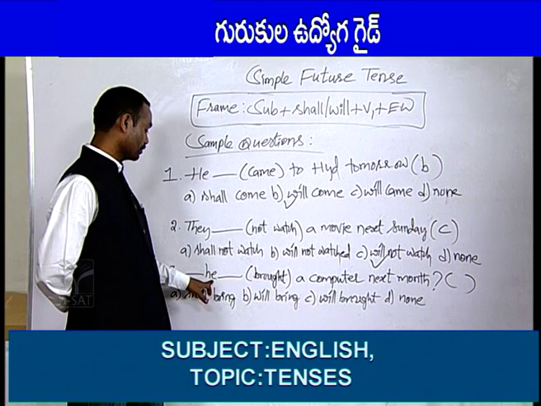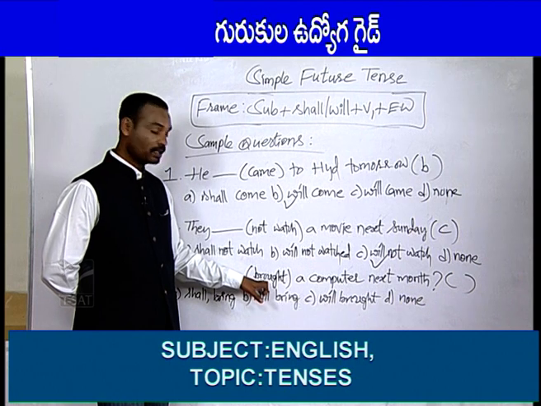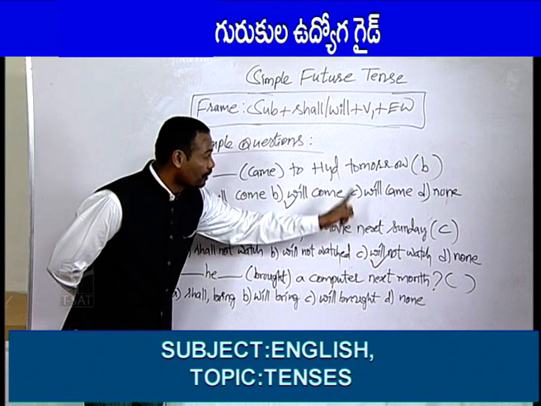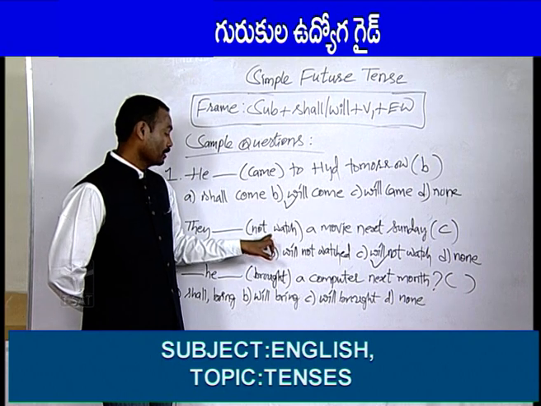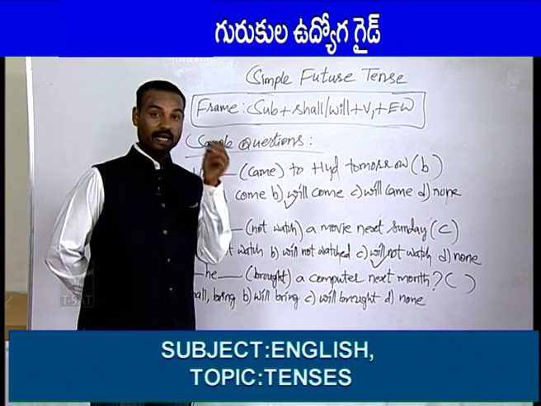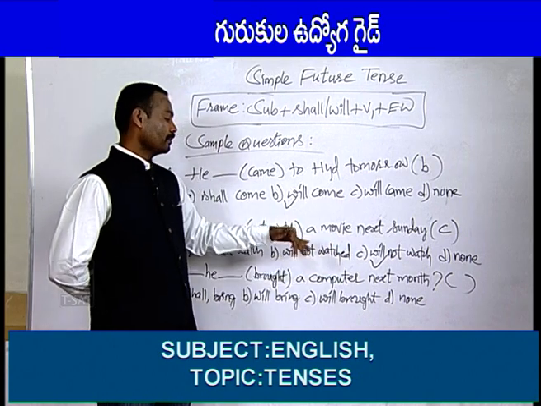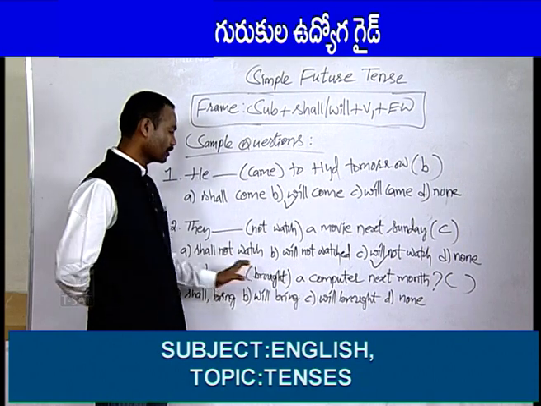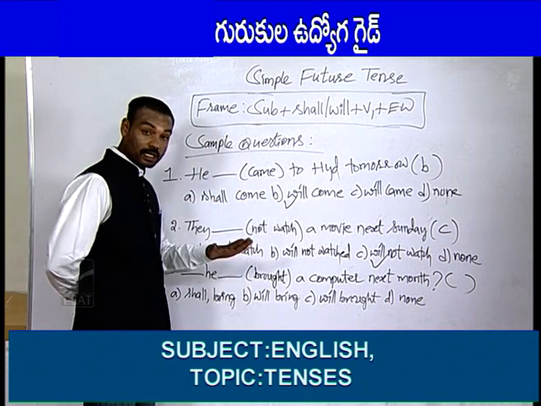See friends, dash, one subject is there, that is he, and under the bracket they have given one verb in the second form: bring, brought. A computer next month, and a question mark is there. Here under the bracket not is not given, so it is not a negative sentence. Here a question mark is there, so it is called an interrogative sentence. Whenever you find a question mark, you can think it may be an interrogative sentence or a WH type sentence. Here there is no WH word, so it is an interrogative sentence.